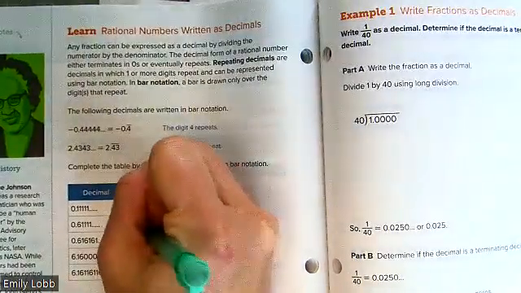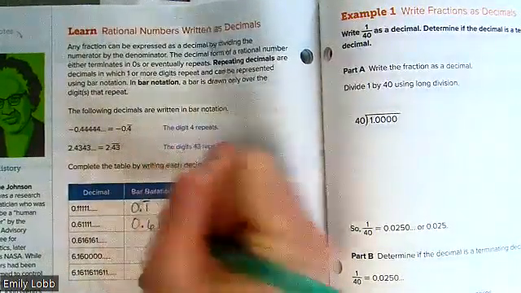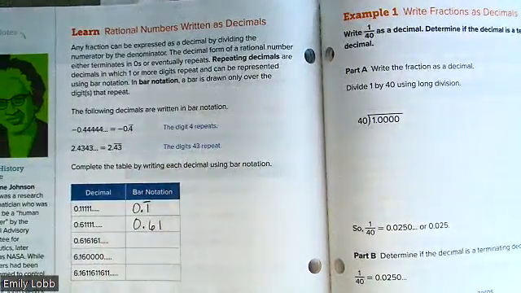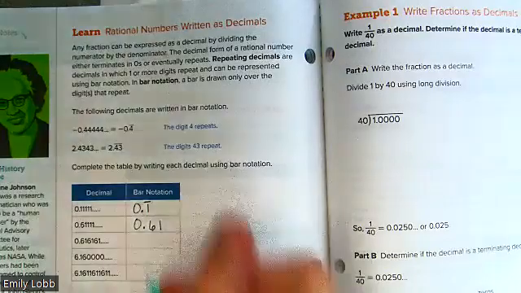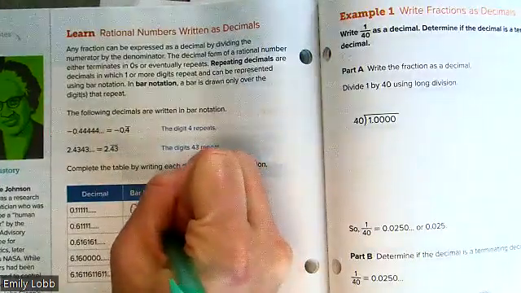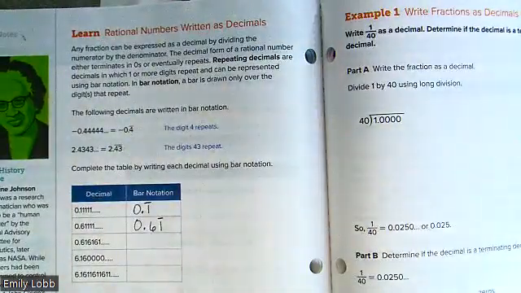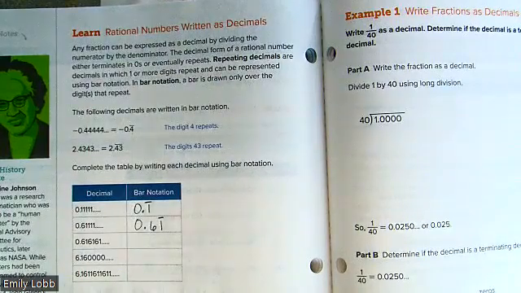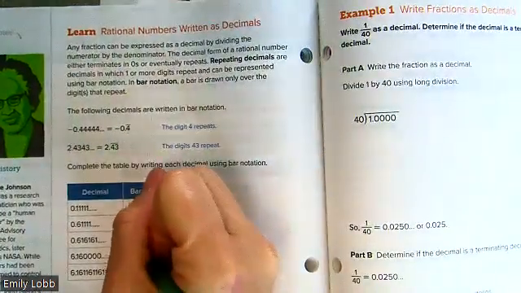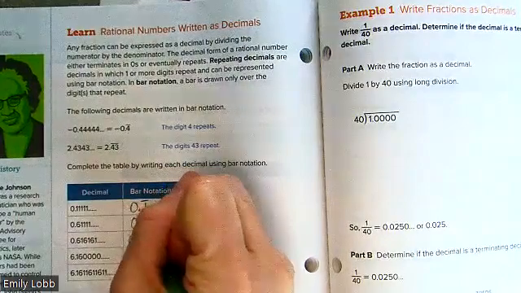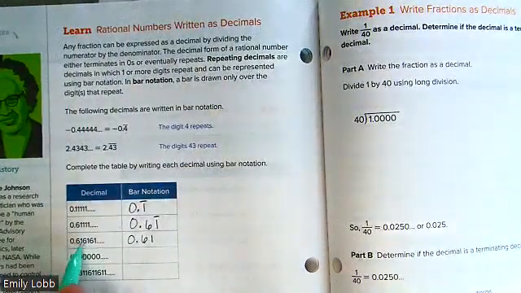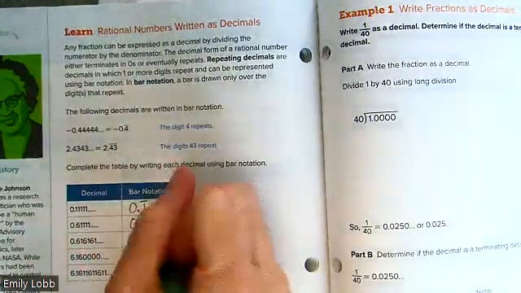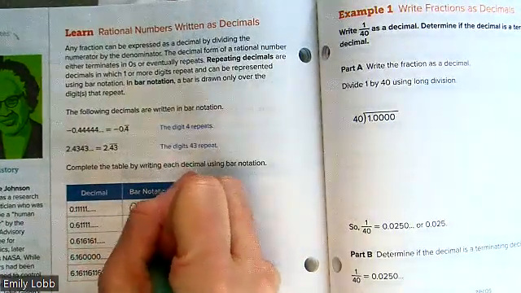Now I have 0.61. Do I draw my bar over the 6 and the 1? No, only the 1 is repeating, so I'm careful to only put my bar over the 1. However, when I write 0.61 here, since they are both repeating 61, 61, 61, my bar notation has to go over them both.